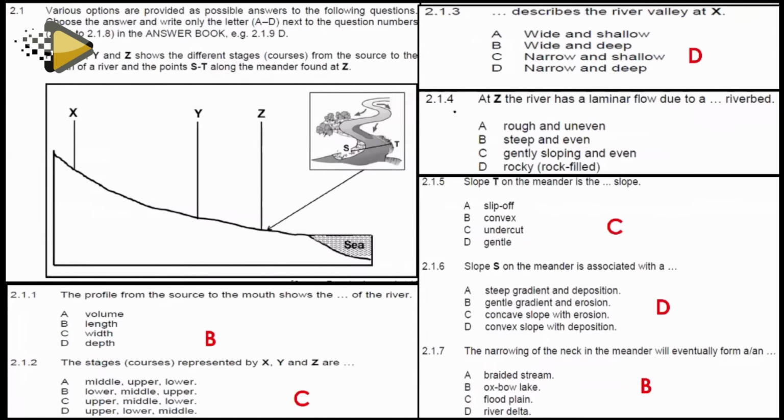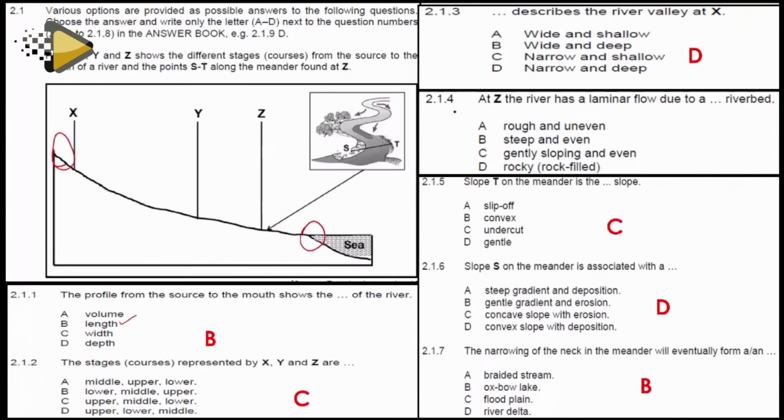Now let's quickly look at these questions here. They say various options are provided as possible answers. Let's look at the first question. The profile from source to the mouth shows the dash of the river. From the source to the mouth, what does it represent? It shows the length of the river.